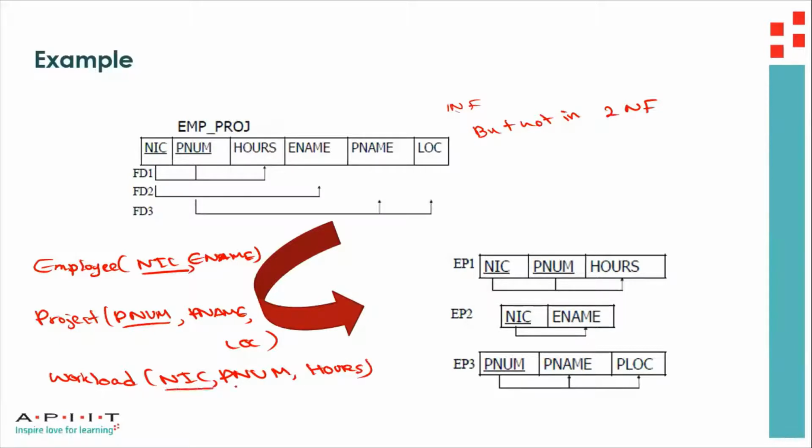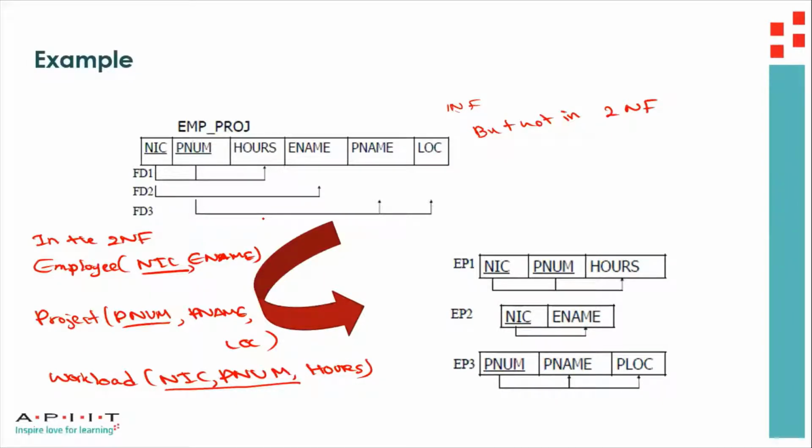Okay, so these two would be the primary keys, right? And these two are foreign keys as well, right? NIC comes from the employee relation, PNUM comes from the project relation, right? So now these are in the second normal form. Okay, so children, is it clear, right?